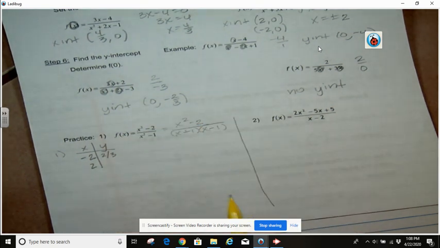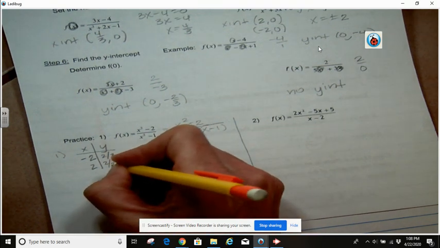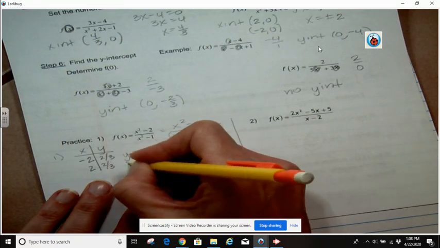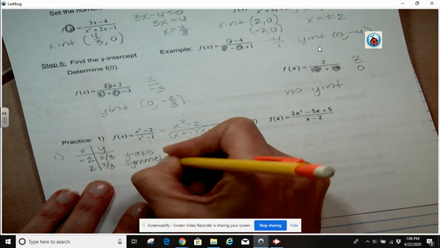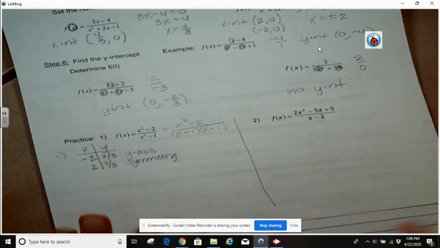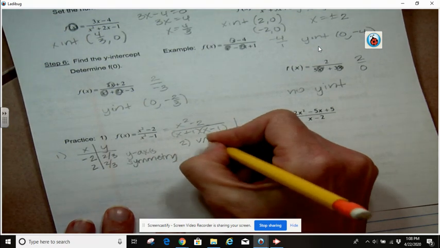Then I'm going to plug in +2 and I'm going to get also 2/3. So I have y-axis symmetry. And when I go to graph it, that just will help me be more assured that I did the graphing correctly. So step 2 are my vertical asymptotes.